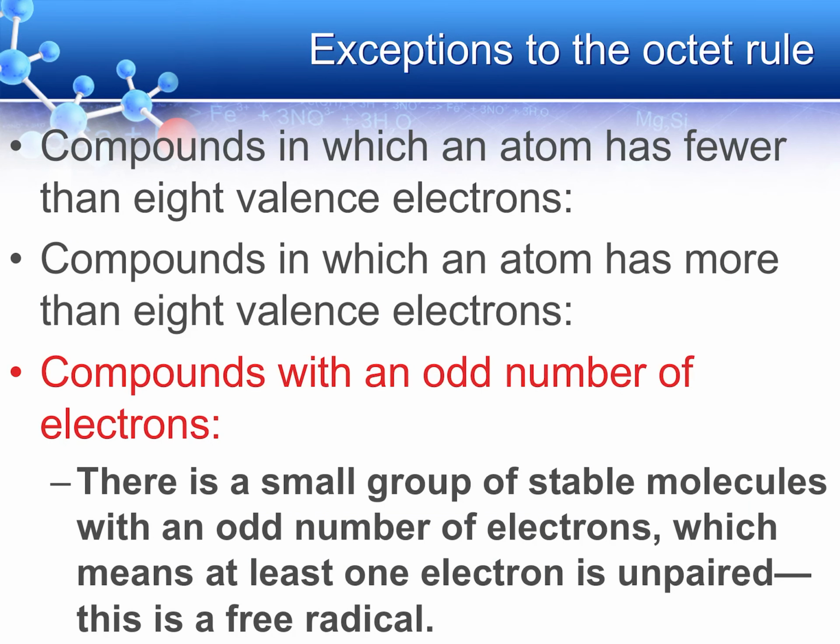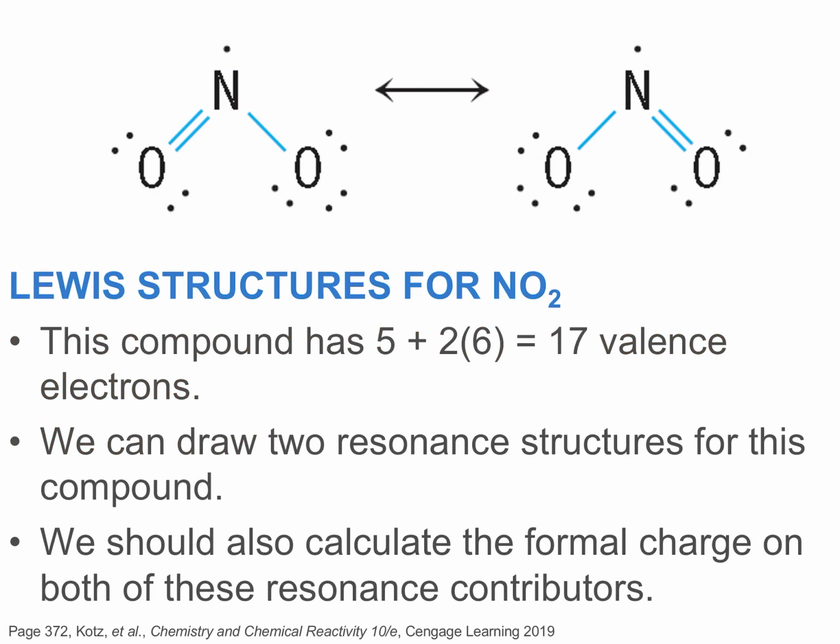All right, what about compounds with odd numbers of electrons? There are some good examples right here. These compounds are fairly stable, but they do have an odd number of electrons, which means one of the electrons is going to be unpaired. So these are called free radicals. A free radical is a species with an unpaired electron.